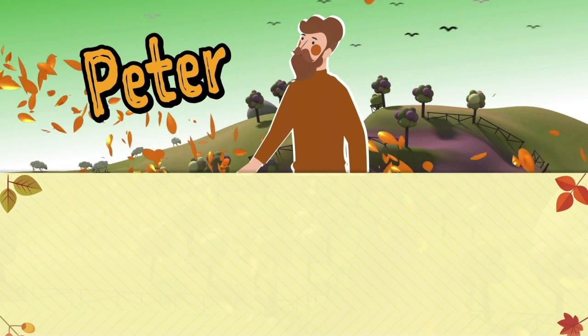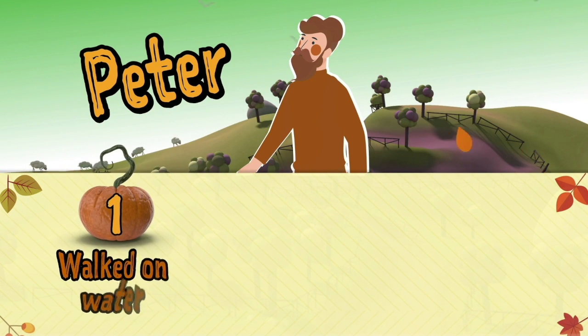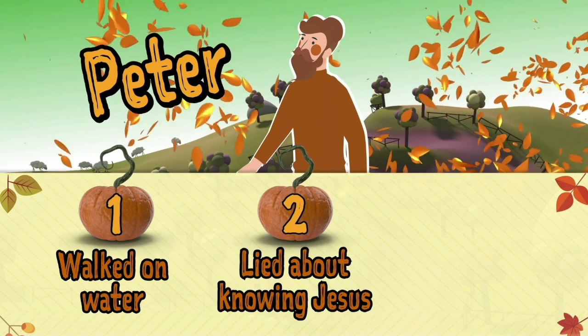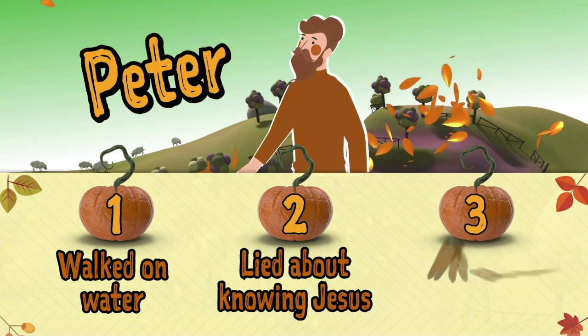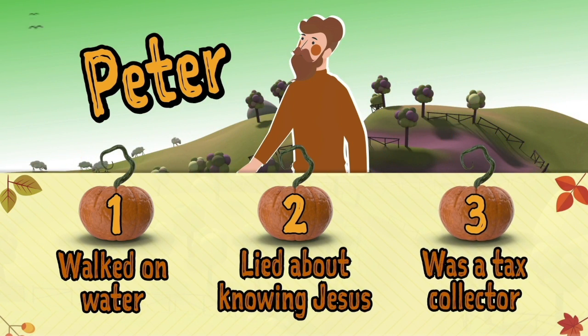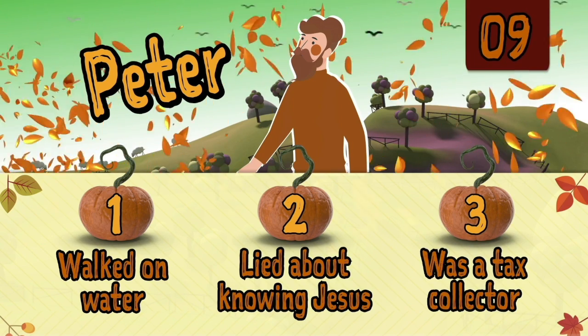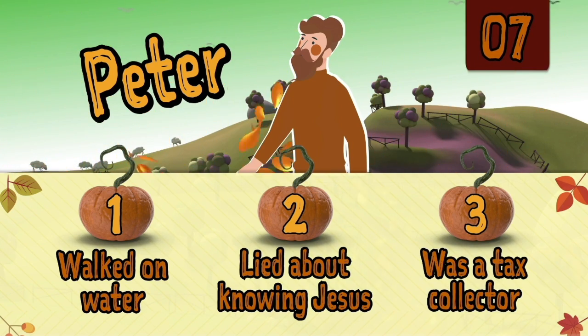Now, which of these is not true about Peter? 1, Peter walked on water. 2, Peter lied about knowing Jesus. 3, Peter was a tax collector. So what do you think? Which of these pumpkins is not telling the truth?